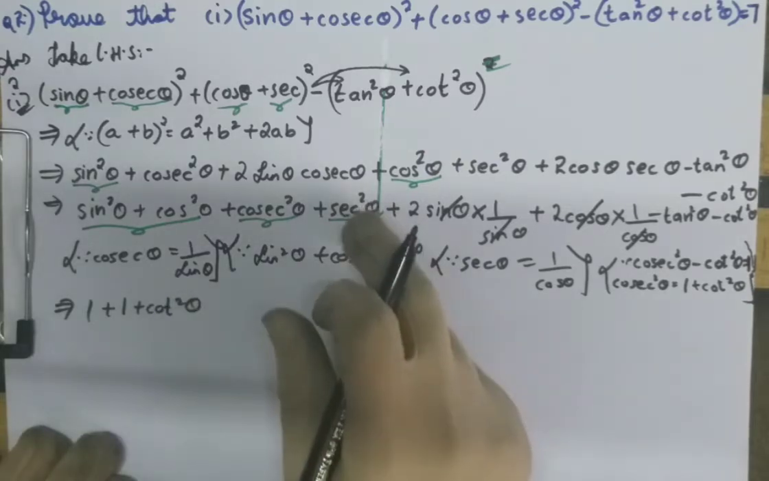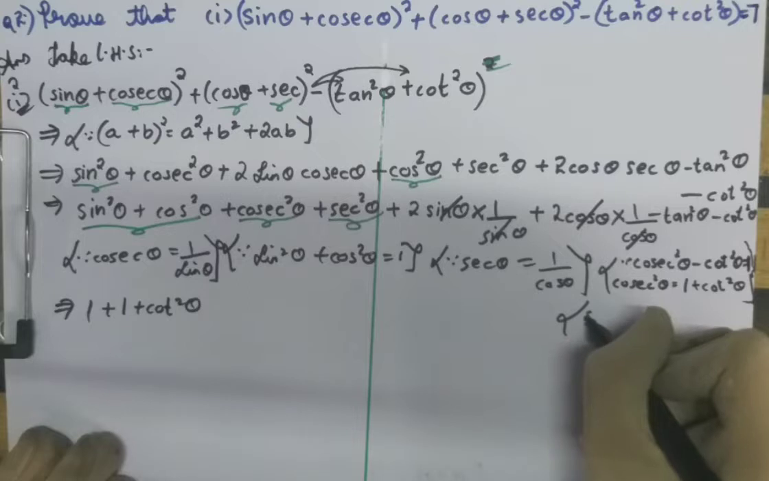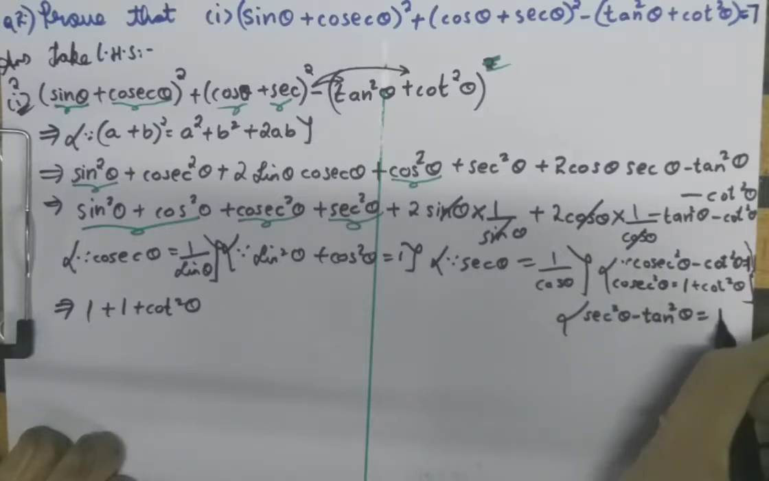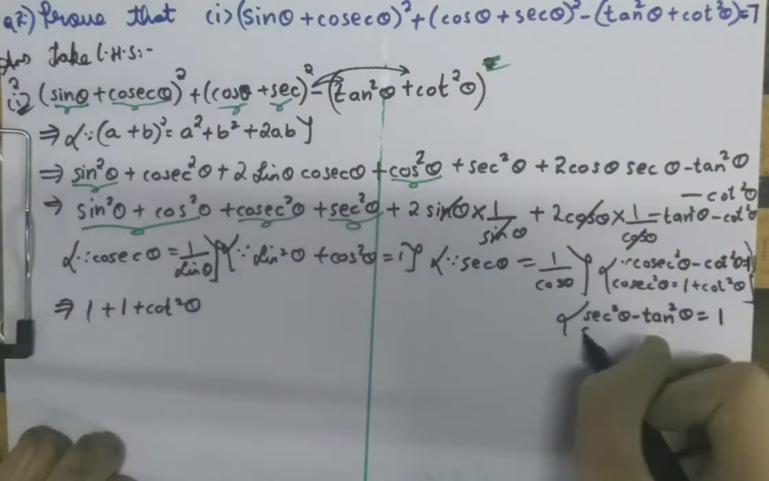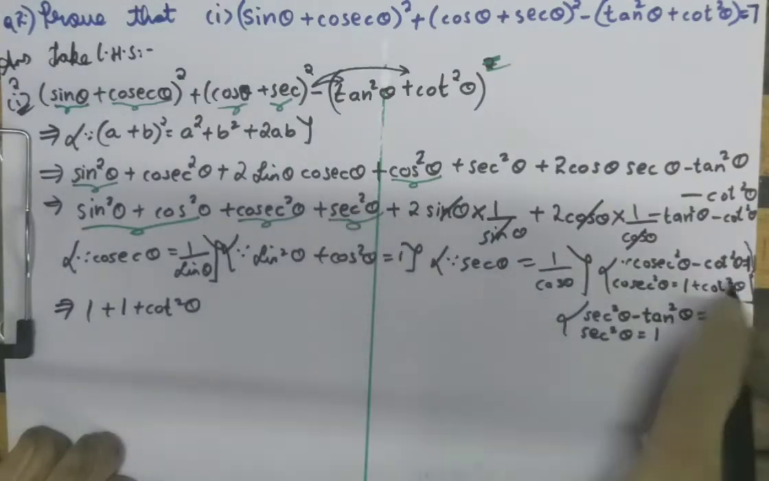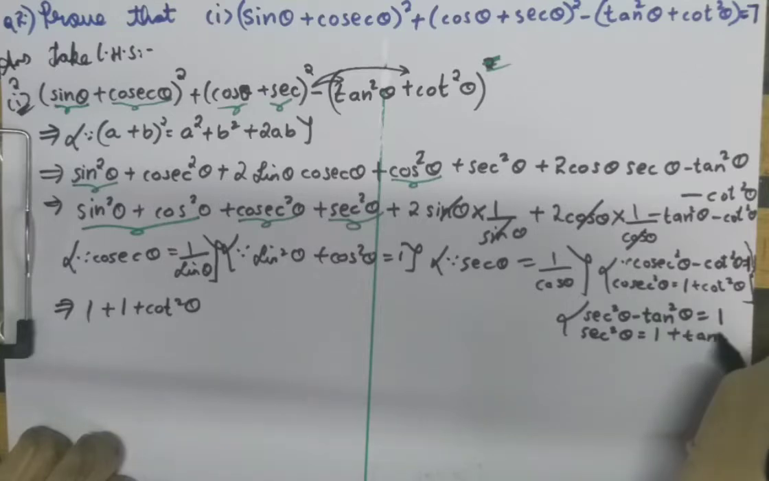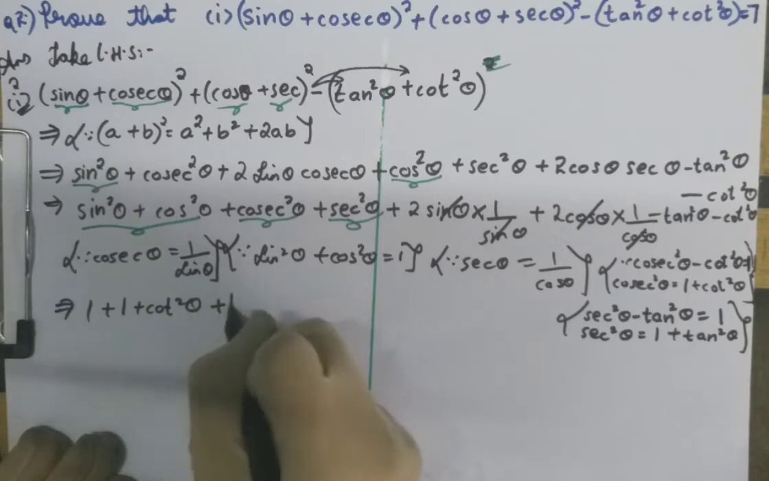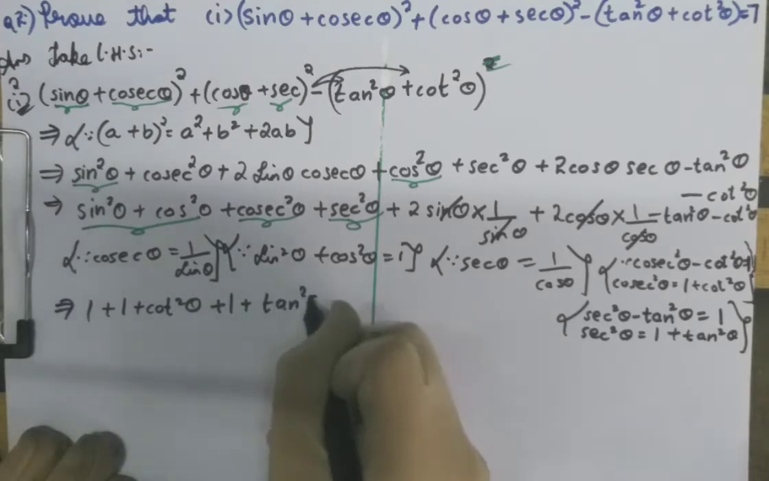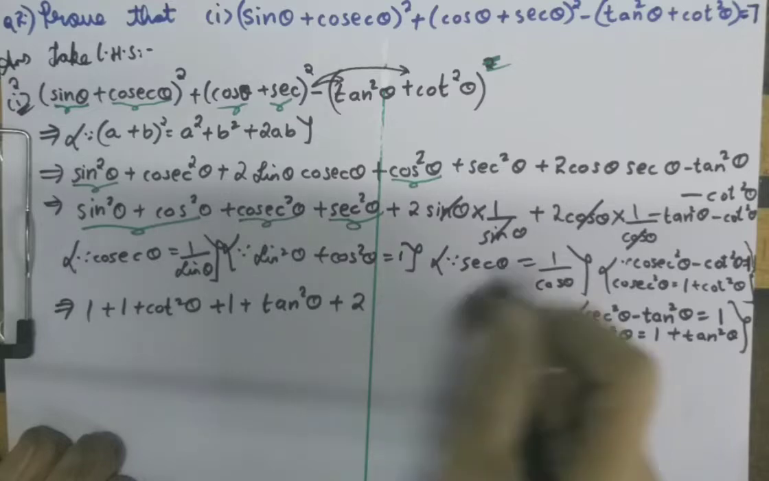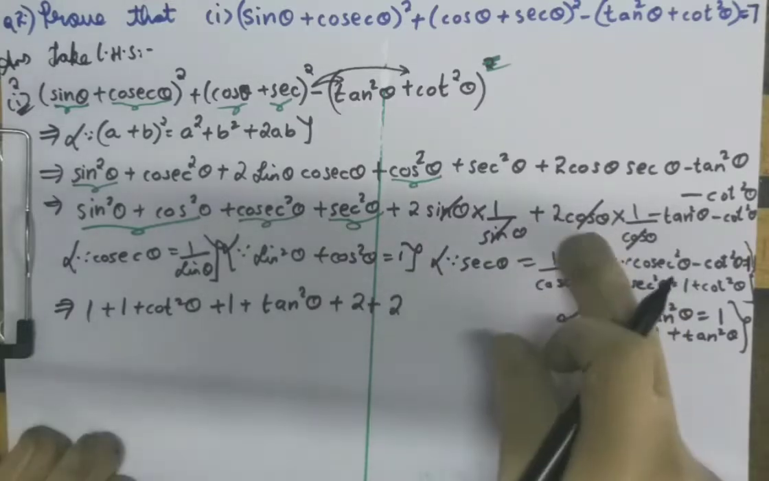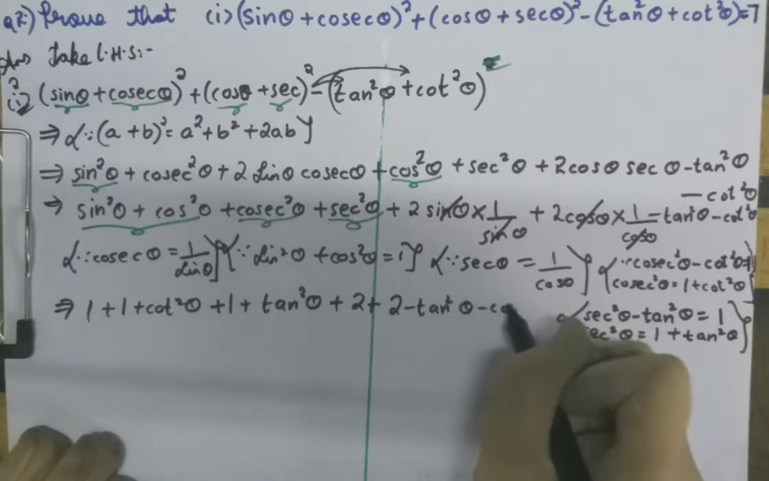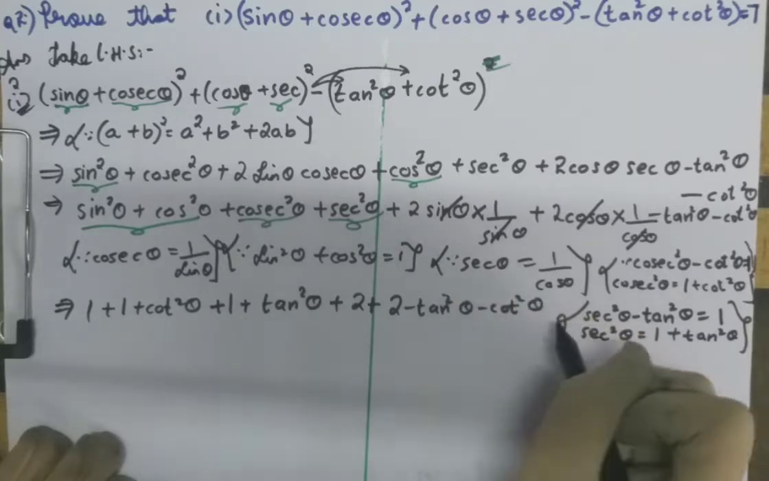Similarly, we know the identity for sec^2 theta. We know sec^2 theta - tan^2 theta is equal to 1. But here we require sec^2 theta, so send minus tan^2 theta to that side. When minus goes to that side it becomes plus. So in place of sec^2 theta, write down 1 + tan^2 theta. Plus 2 is left over here and plus 2 is left over here, and minus tan^2 theta minus cot^2 theta is left from the previous step.